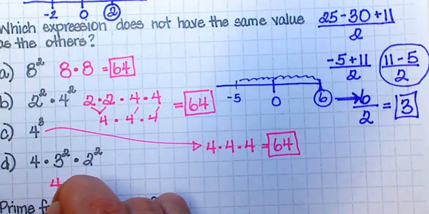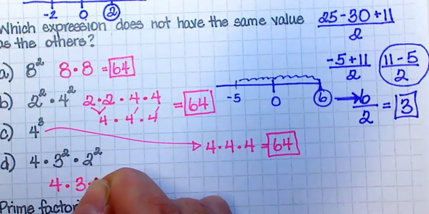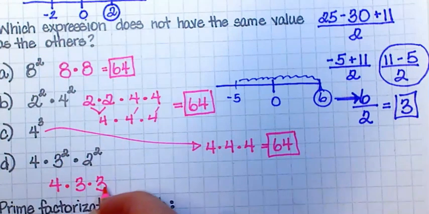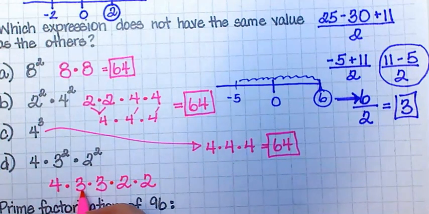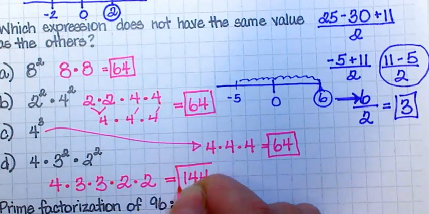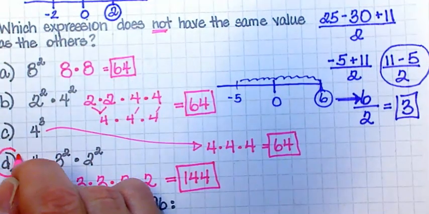All right, I've got 4 times, this is not 3 times 2, this is 3 multiplied by itself twice. 2 3s, okay, 3 times 3. And then 2 times 2. All right, 4 times 3 is 12. 12 times 3 is 36. 36 times 2 is 72, and 72 times 2 is 144. So the one that does not have the same value is D.